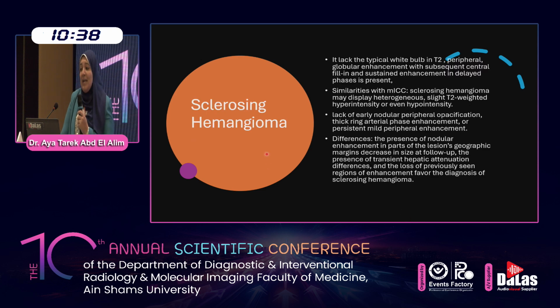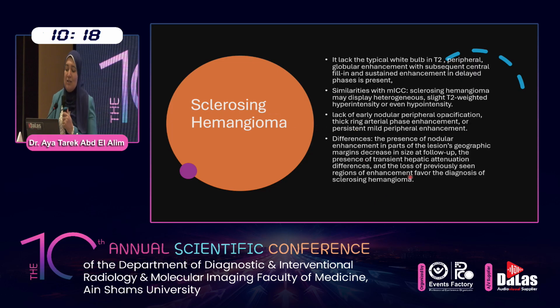Sclerosing hemangioma. As we know, how to report hemangioma? We all know that hemangioma is a light bulb, high T2, with peripheral arterial enhancement and gradual filling in. But what if there is fibrous tissue inside the hemangioma? It will be the sclerosing type, and this will be very difficult to differentiate from cholangiocarcinoma.